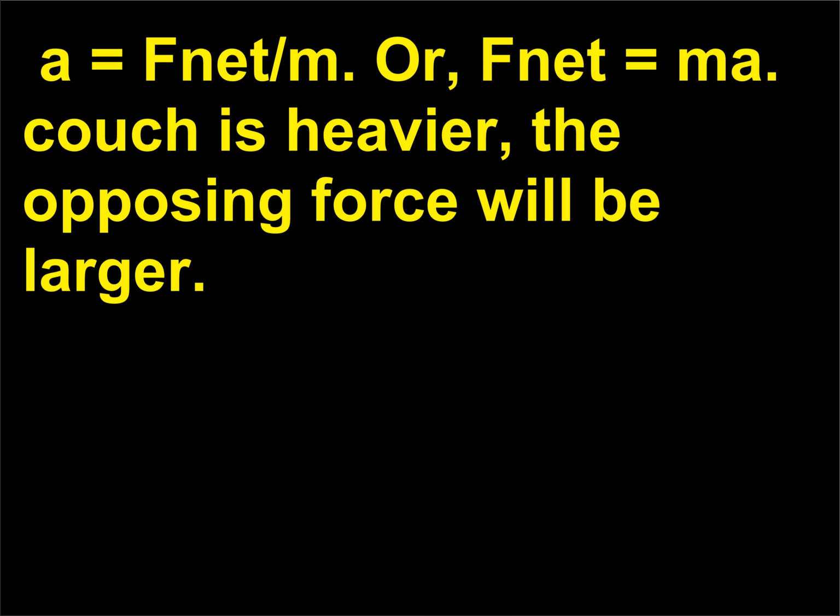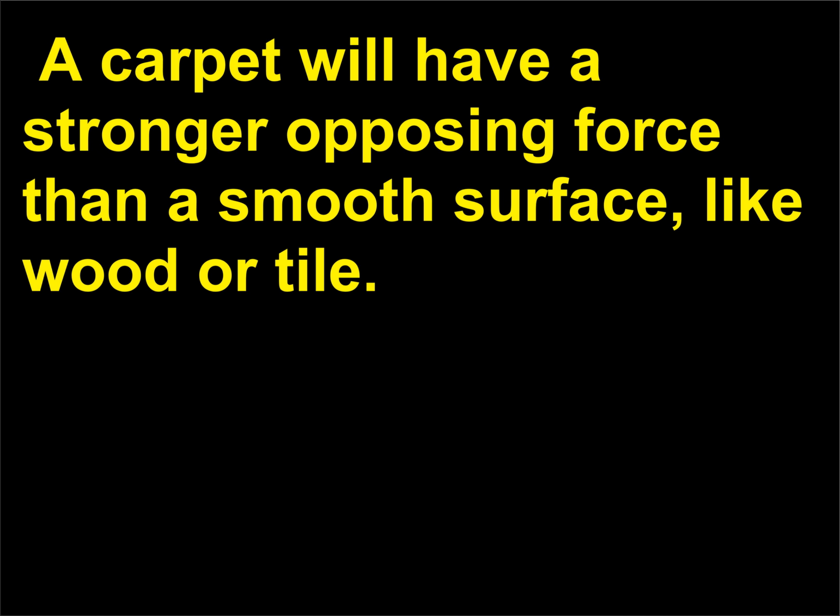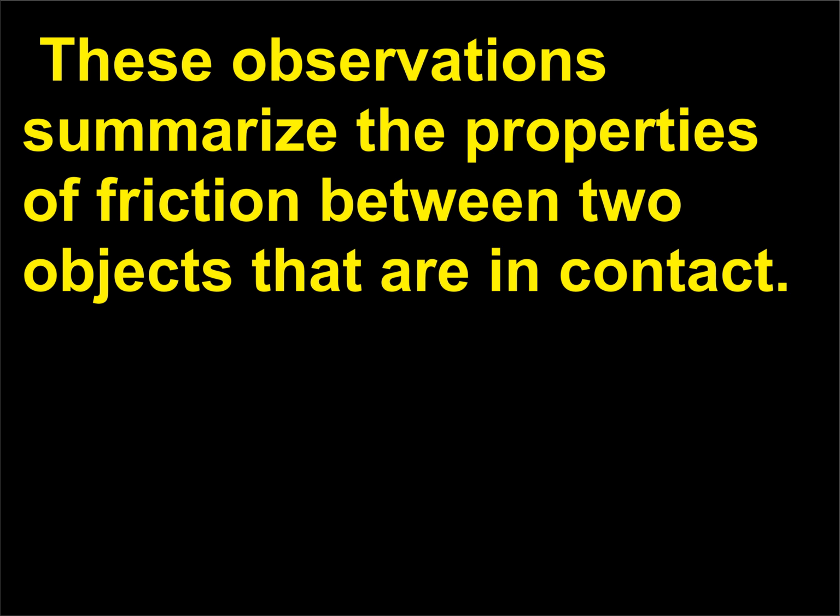If the couch is heavier, the opposing force will be larger. The amount of force opposing you will depend on the surface the couch is on. A carpet will have a stronger opposing force than a smooth surface, like wood or tile. These observations summarize the properties of friction between two objects that are in contact.